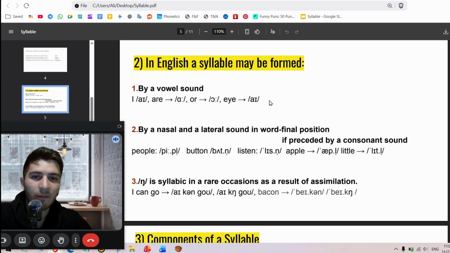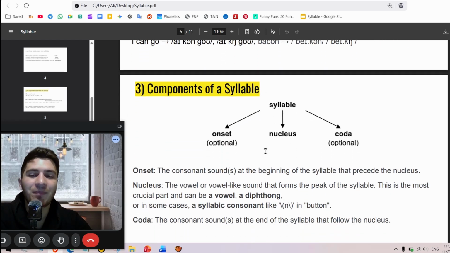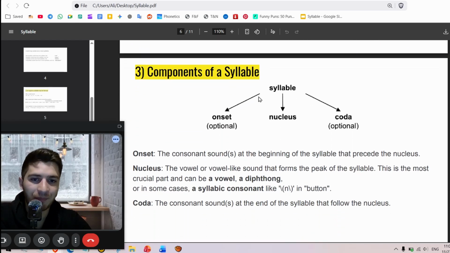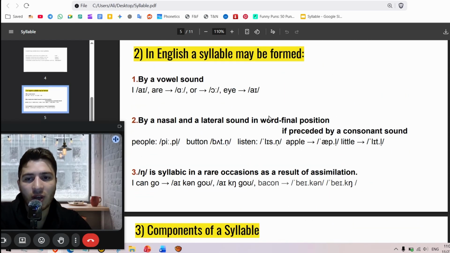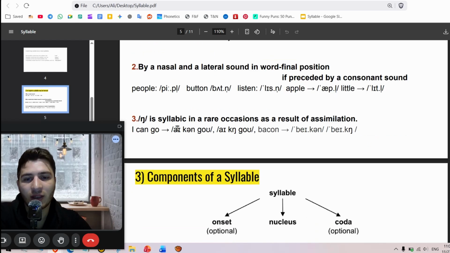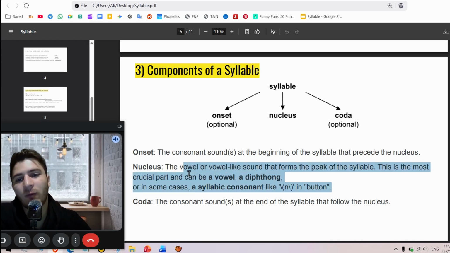And now that we are aware of the factors that form a syllable, we may begin to learn about components of a syllable. The main component of a syllable is nucleus, which is a vowel sound. It may be a diphthong or a monophthong, doesn't matter, or even sometimes it can be a consonant which sounds like a vowel on some occasions. So nucleus is a must. It is the main component of a syllable.